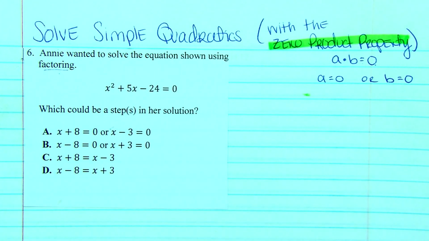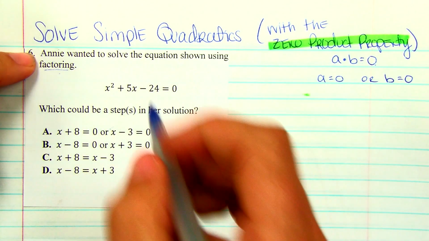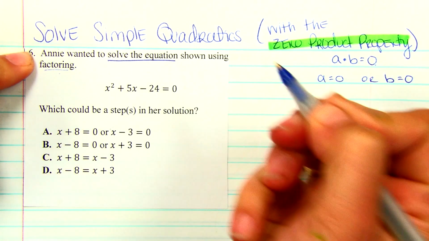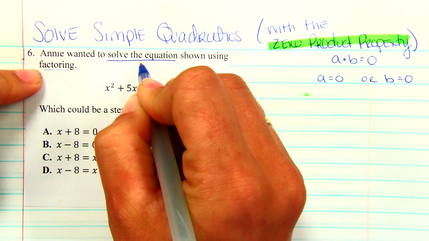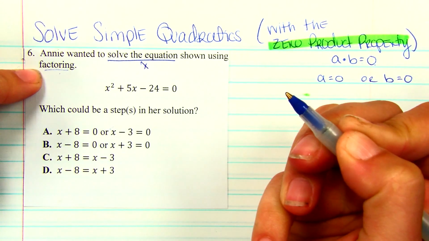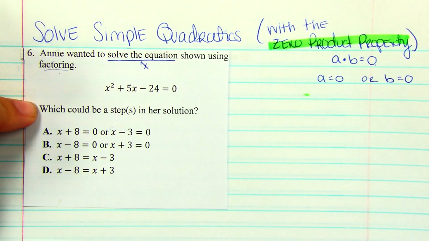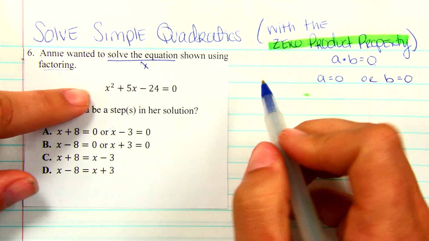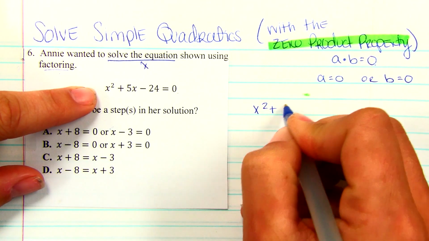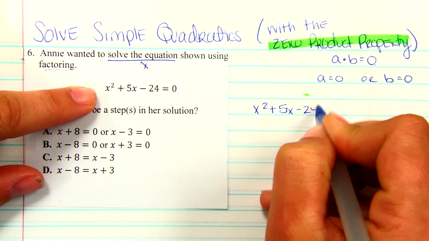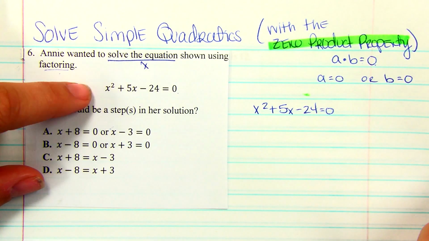So, question number 6 involves the zero product property. Annie wants to solve the equation shown by using factoring. Solving an equation means that you have a value for x that makes the equation true. Which could be a step or steps in her solution? If we're going to solve this using factoring, we're going to start with x squared plus 5x minus 24. And the first thing we're going to do is factor this into two products.